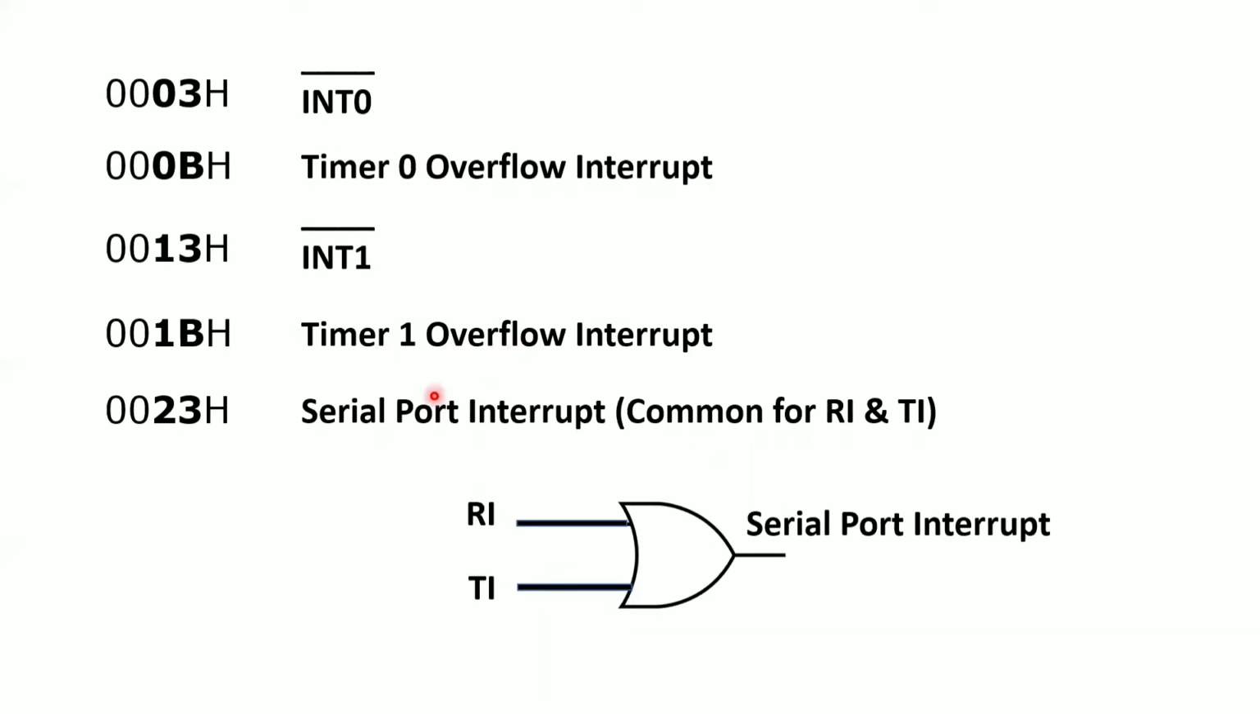Why? Because there is a reason for that. Now what is the address for the INT0? This is 0003H. For timer 0 overflow interrupt, 000B. And for the INT1, 13, 1B and 23, and so on. These are the addresses of your interrupts, which are called vectored interrupts.